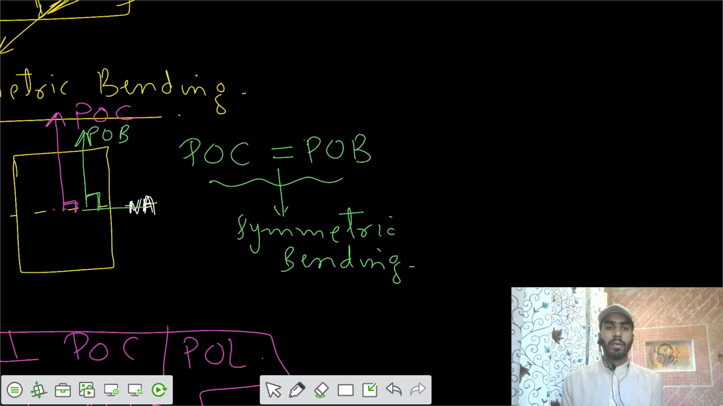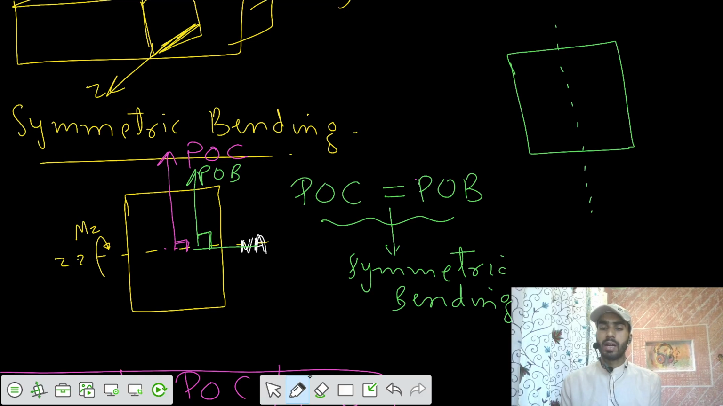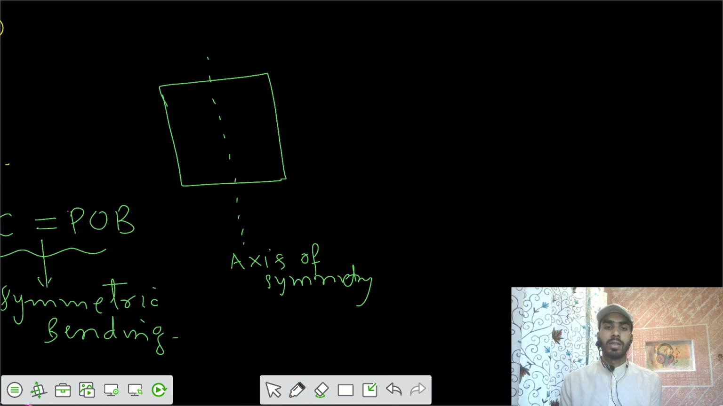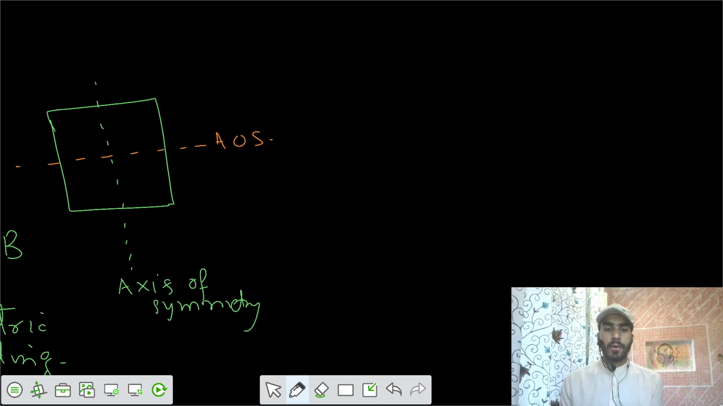There is one more simplified definition for symmetric bending. Let's say you have this section, and it has a symmetry. We call it an axis of symmetry. One axis of symmetry would be this one, and the next one would be this one. So we have two axes of symmetry.